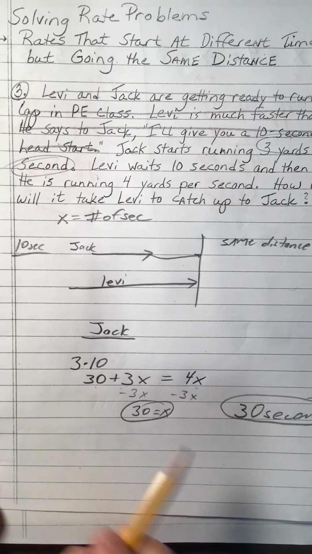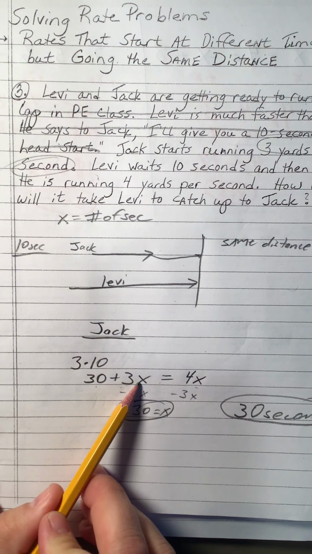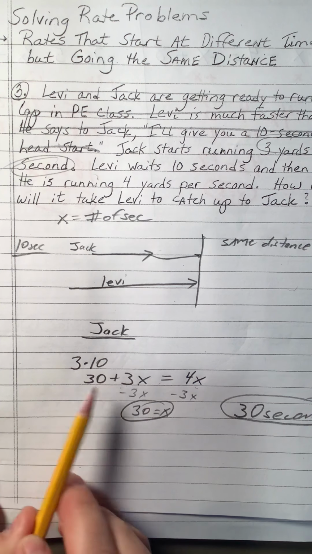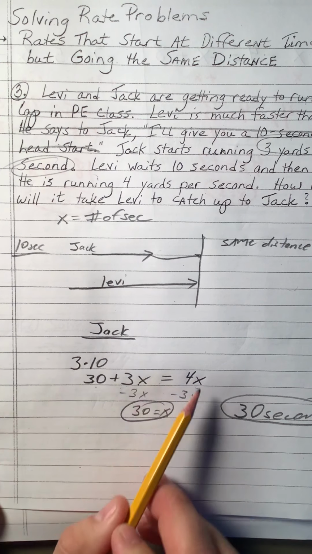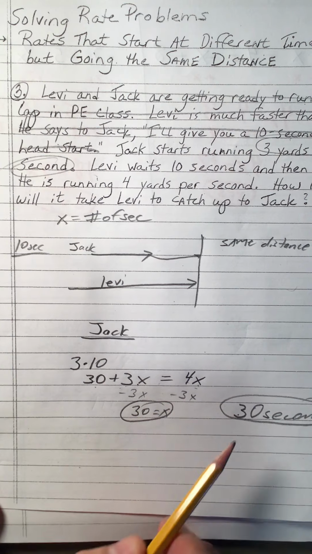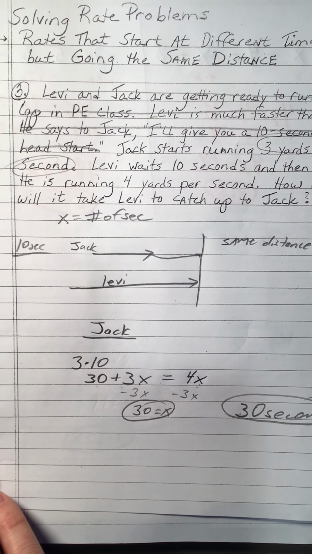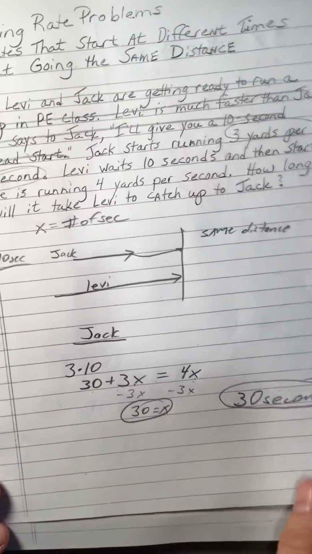Again, you can double check it. Plug it in for x. 3 times 30 is 90, plus 30 is 120. 4 times 30 is 120. So again, you're 100% sure that you got it correct.